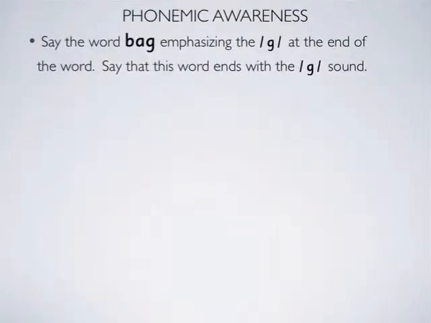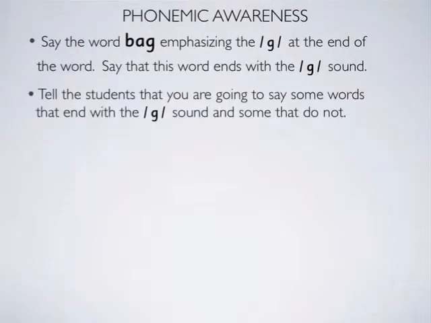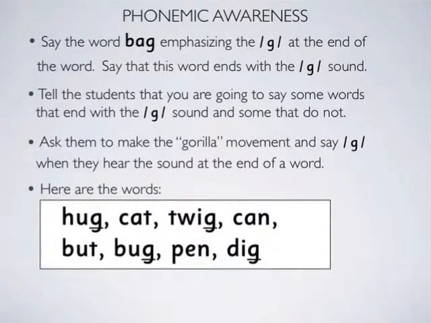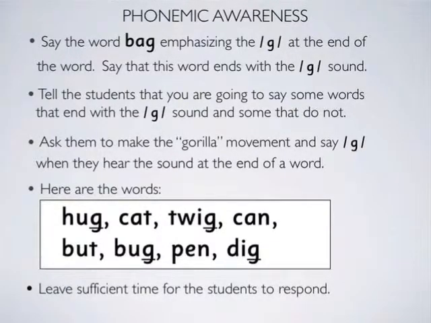Say the word bag. Emphasize the G at the end of the word. Say that this word ends with the G sound. Tell the students that you are going to say some words that end with the G sound and some that do not. Ask them to make the gorilla movement and say G when they hear the sound at the end of the word. Here are the words: hug, cat, twig, can, butt, bug, pen, dig. Leave sufficient time for the students to respond.